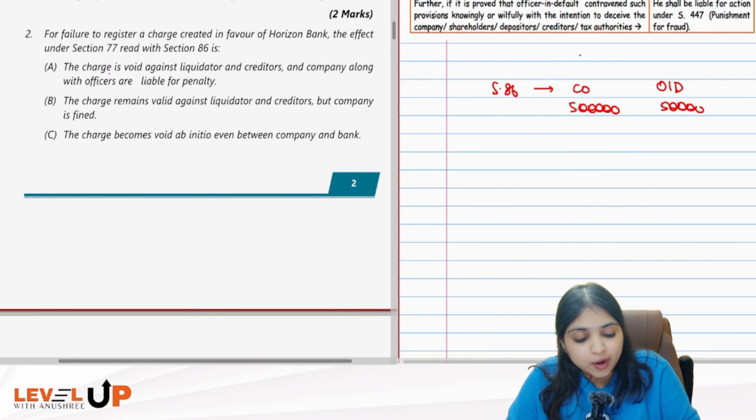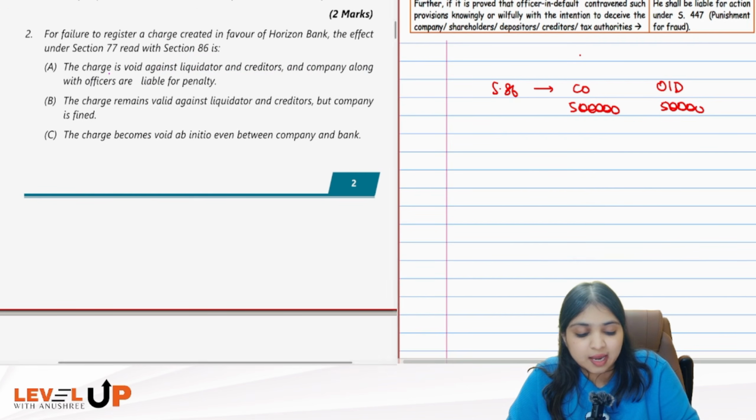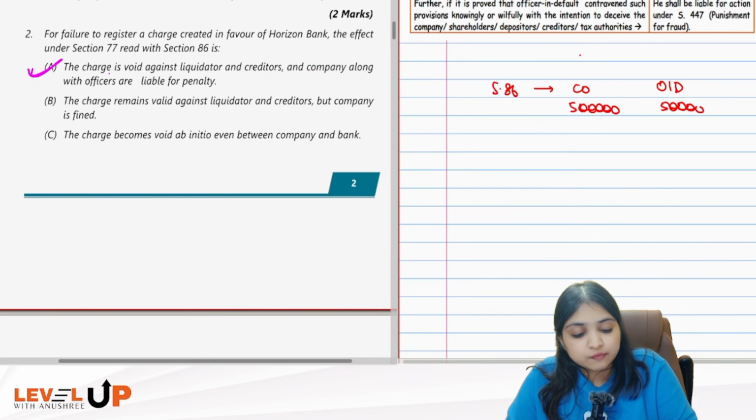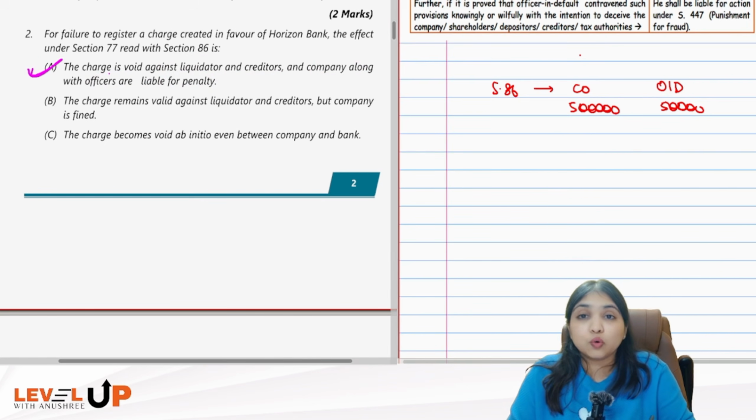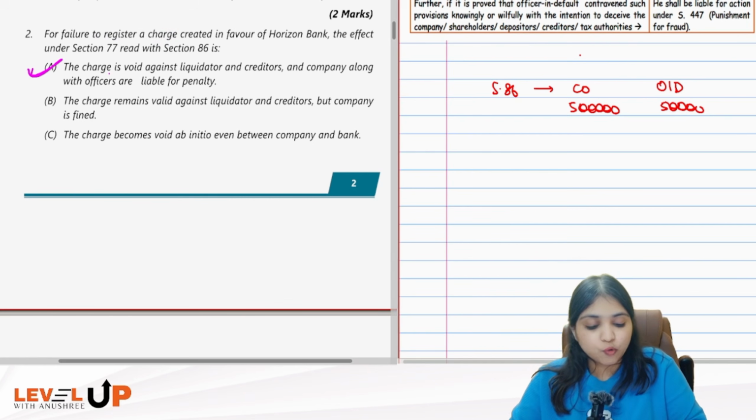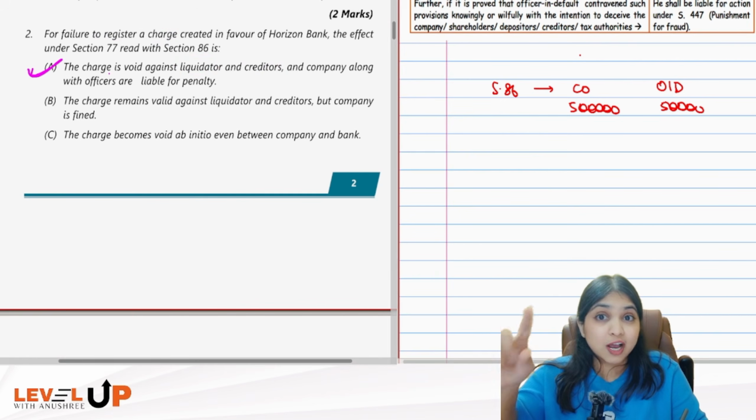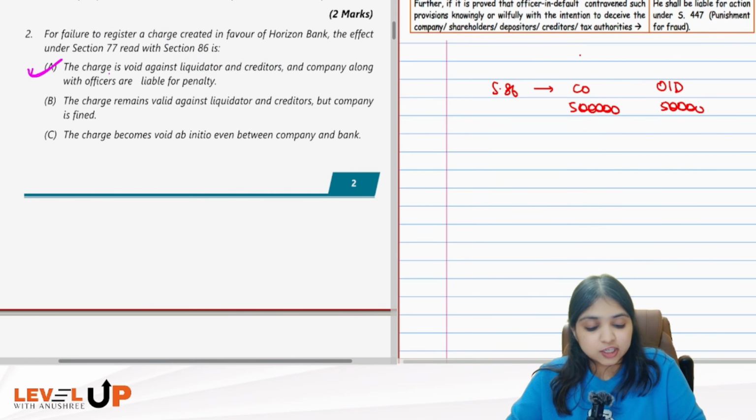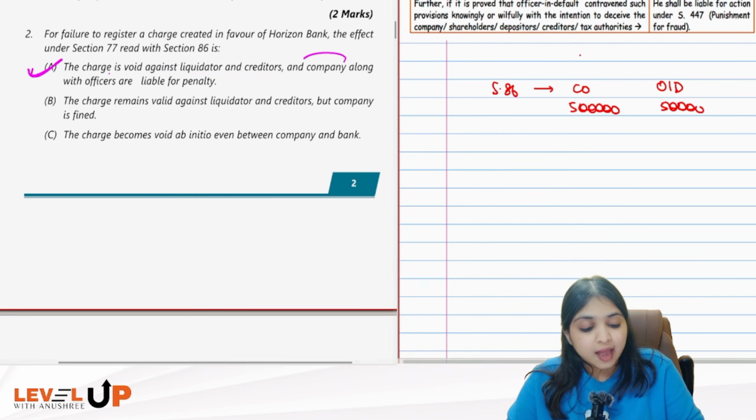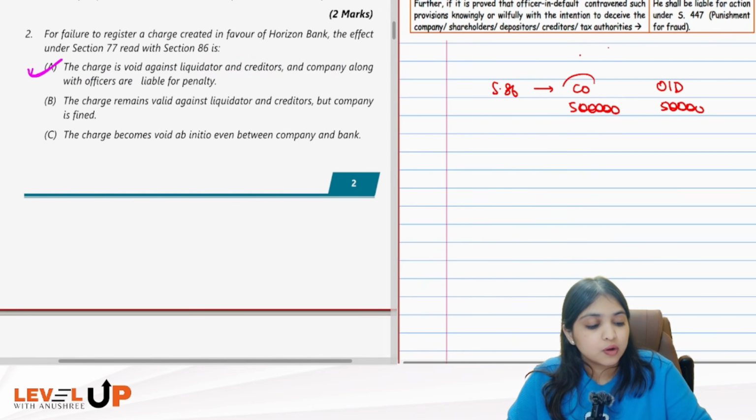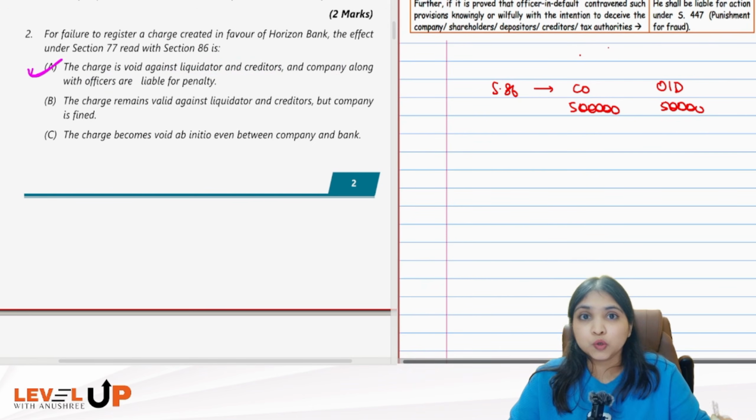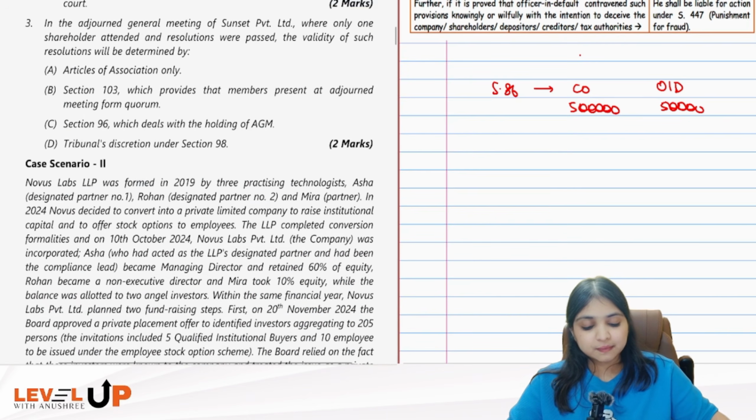The charge is void against liquidator and creditors, and company along with officers are liable for penalty. Option A. So if the charge is not registered, for failure to register a charge, if you don't register a charge, the charge will become void towards liquidator and creditors. This is your effect of non-registration of charge. Over there you will find this point. The charge is void against liquidator and creditors, and company also, officers in default also, both will be punished with a fine. Okay.